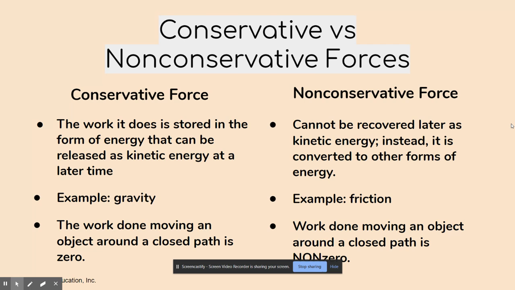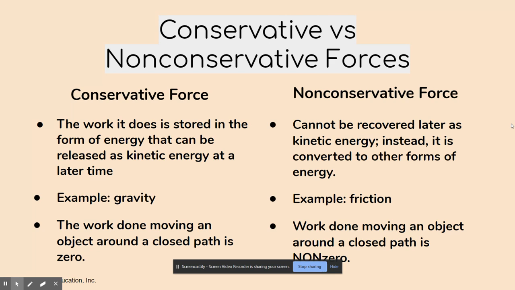When we drop it, gravity is going to do the same amount of work to return it to the floor. That means our energy has been conserved. And that's why gravity is an example of this. Another thing to make note of is that with conservative forces, the work done moving an object around a closed path is zero, regardless of the actual path taken. As long as it's a closed path, the work done will be zero.